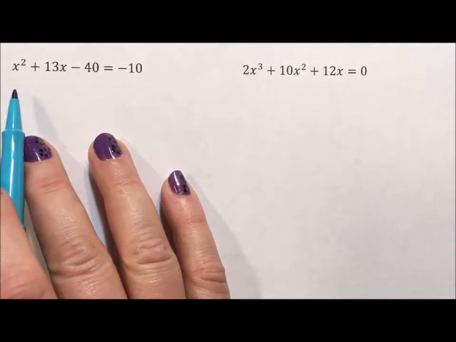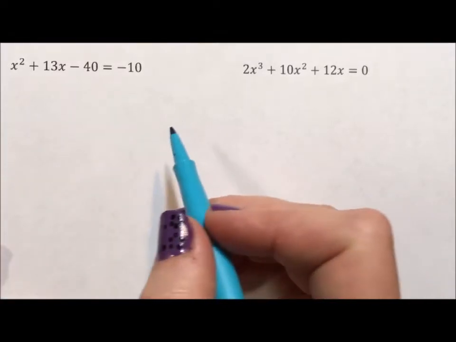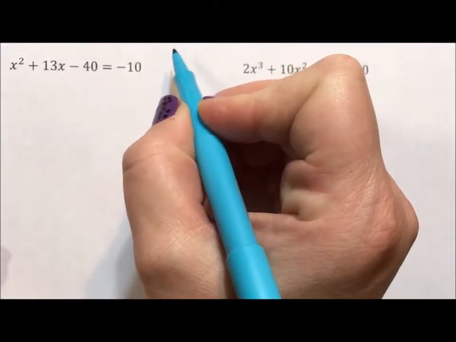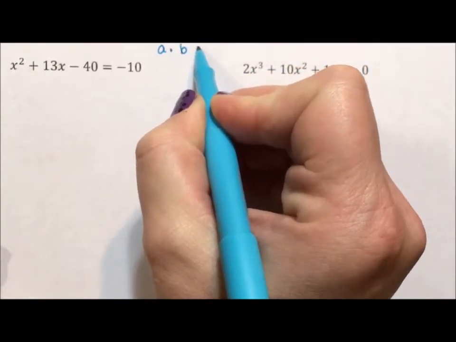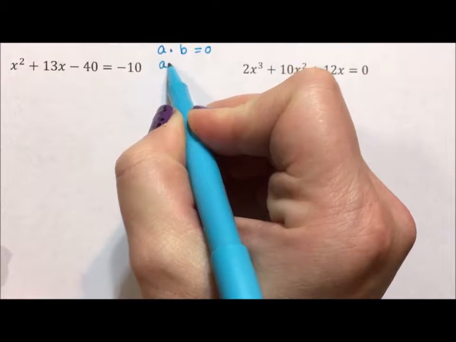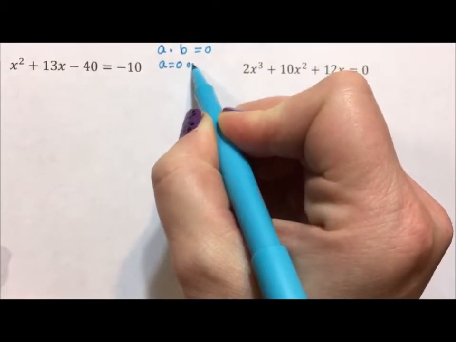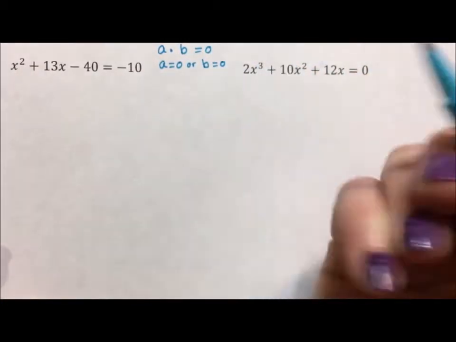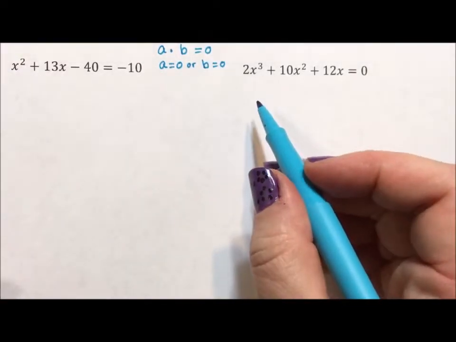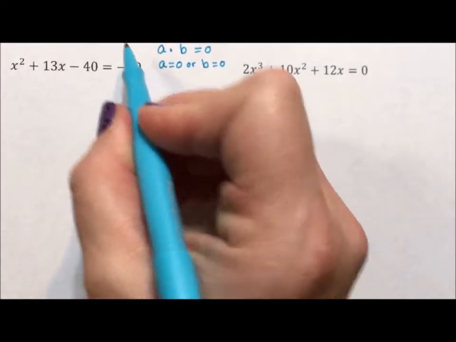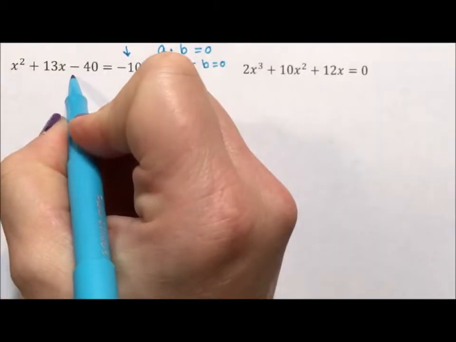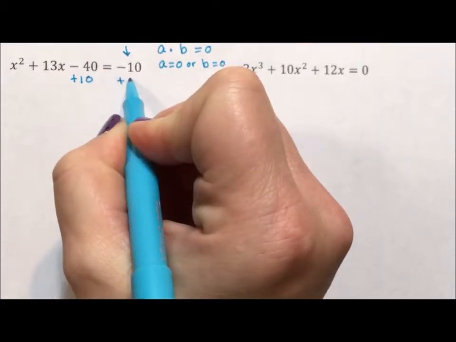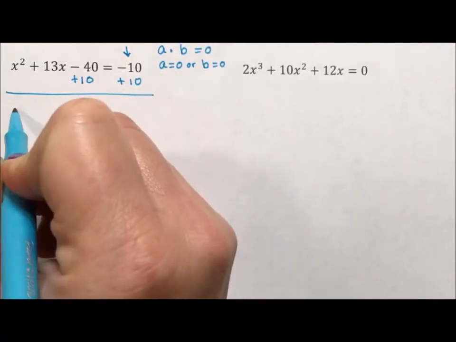The reason we factor is we want to get to the idea called the zero product rule. If two numbers multiply together to be zero, it means one of them is equal to zero. There is no other number that has that property. So we need to start with getting our polynomial equal to zero. My first step is I'm going to add 10 to both sides.